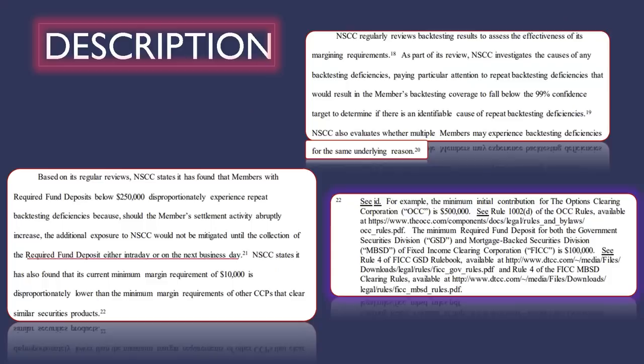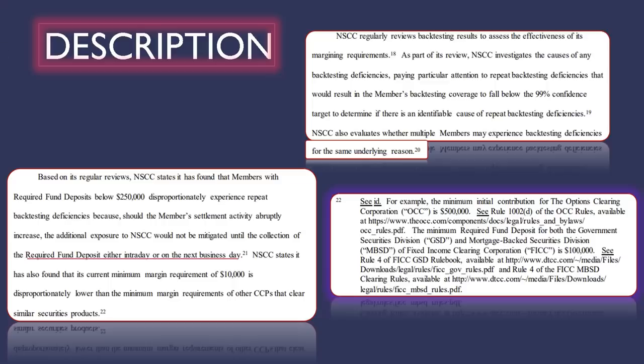So description real quick. Based on its regular reviews, NSCC states it has found that members with required fund deposits below $250,000 disproportionately experience repeat backtesting deficiencies because, should the member's settlement activity abruptly increase, the additional exposure to NSCC would not be mitigated until the collection of the required fund deposit either intraday or the next business day. NSCC states it has also found that its current minimum margin requirement of $10,000 is disproportionately lower than the minimum margin requirements of other CCPs that clear similar securities products.